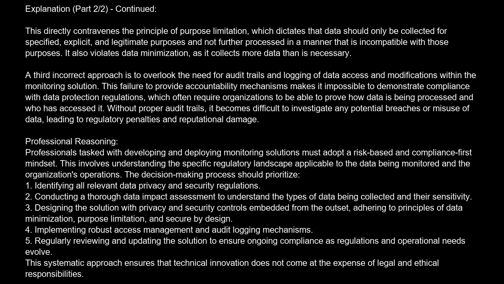3. Designing the solution with privacy and security controls embedded from the outset, adhering to principles of data minimization, purpose limitation, and secure by design. 4. Implementing robust access management and audit logging mechanisms. 5. Regularly reviewing and updating the solution to ensure ongoing compliance as regulations and operational needs evolve. This systematic approach ensures that technical innovation does not come at the expense of legal and ethical responsibilities.